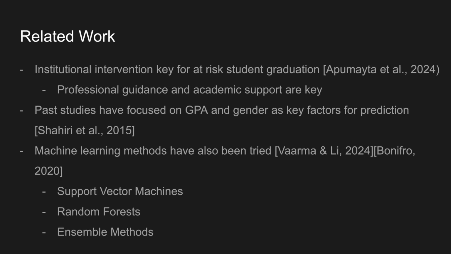So first, when talking about work related to ours in previous papers, when reviewing related research in this field, we found several papers examining the subject. Past studies show that institutional intervention, like advising, mentoring, and academic support, is one of the most important intervention factors for preventing student dropouts. Prior research has also identified important features such as GPA and gender and their effect on student dropout rates.